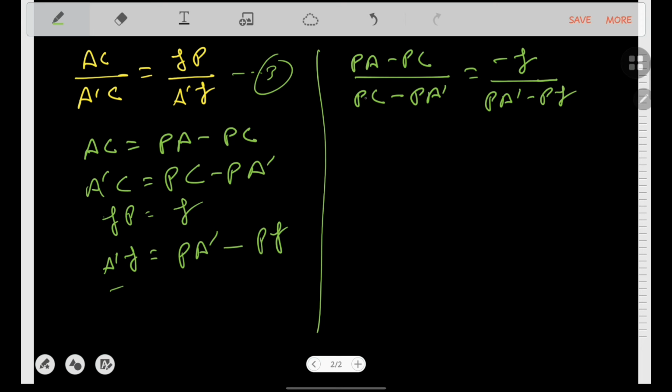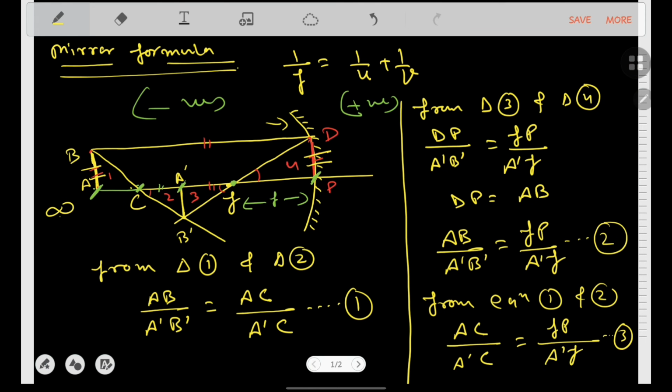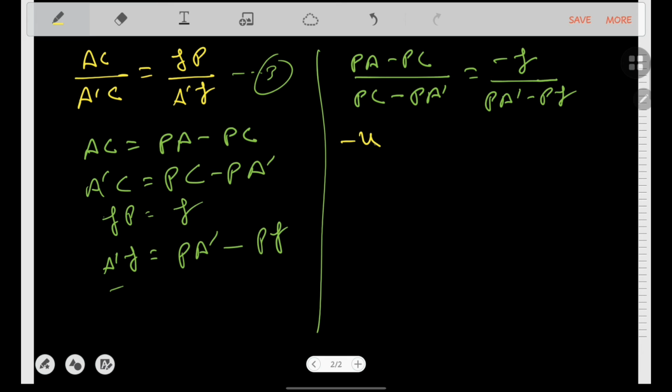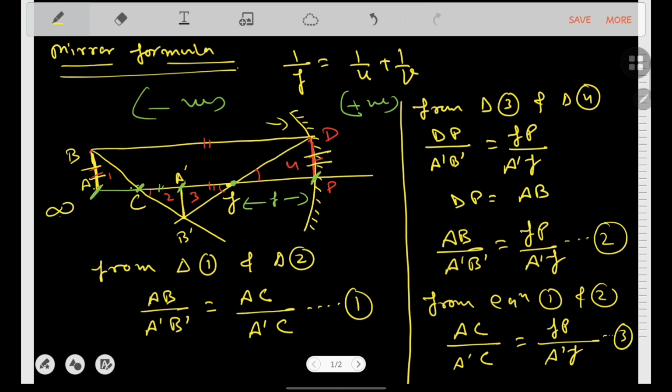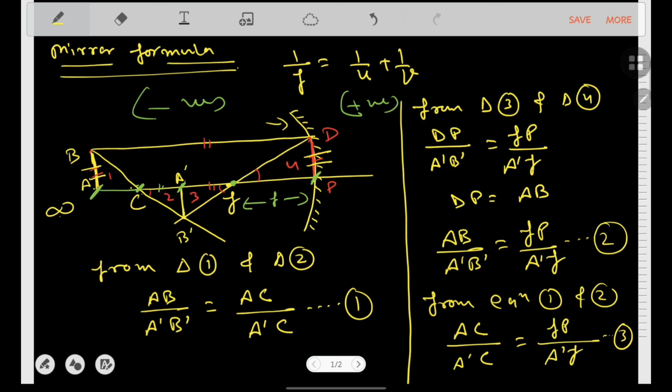Now we will get the standard form. We will put the values here in the next step. Instead of PA, what can we write? PA is actually U. We will write minus U because U is always negative for any kind of spherical mirror. Minus PC: what is PC? PC stands for the radius of curvature. We will write minus R here, because here it is a concave mirror.